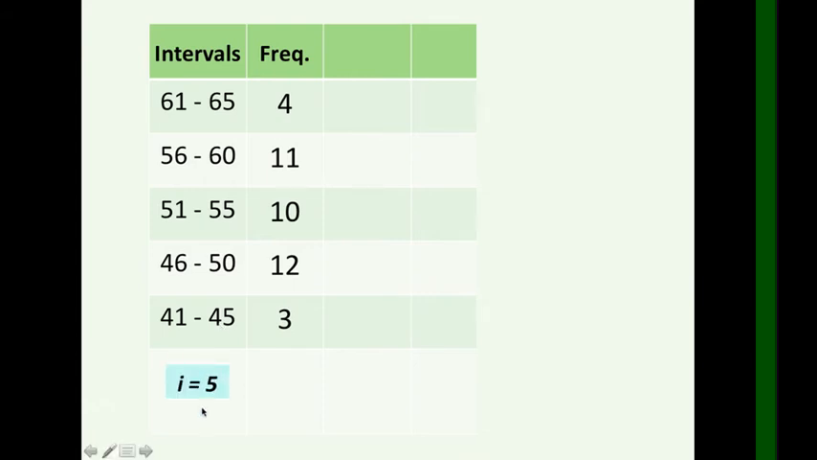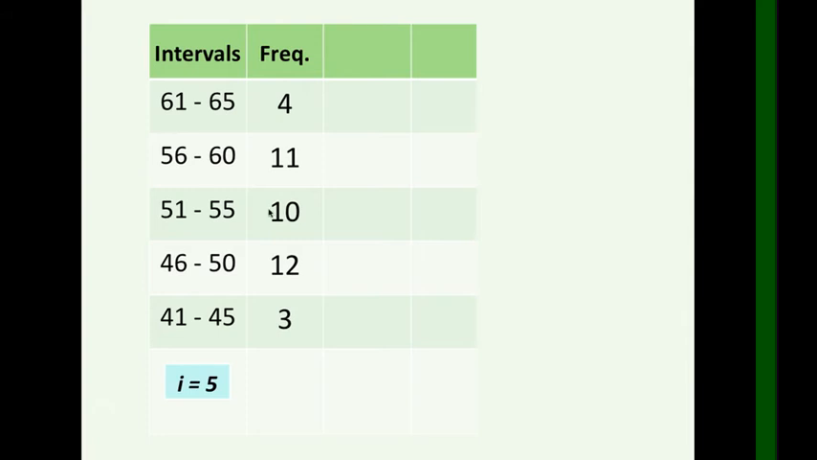So how did I get the 5? Let's start with 61 to 65. Let's count 61, 62, 63, 64, and 65. How about 41 to 45? 41, 42, 43, 44, and 45. Therefore, the class interval is equal to 5.